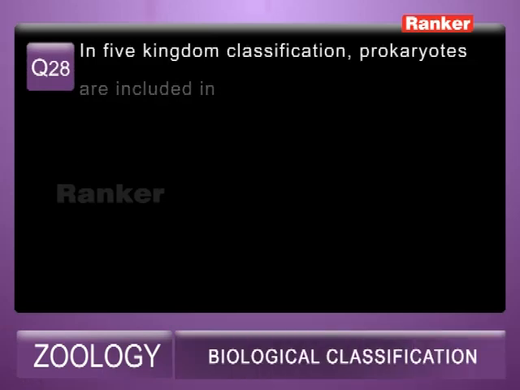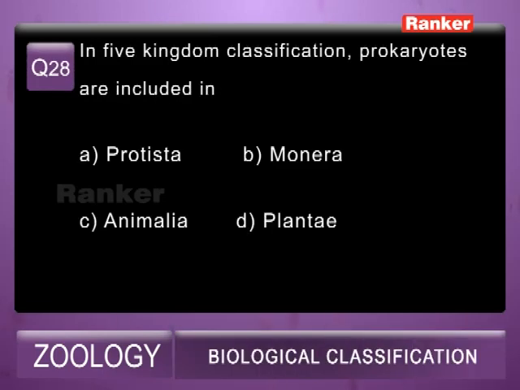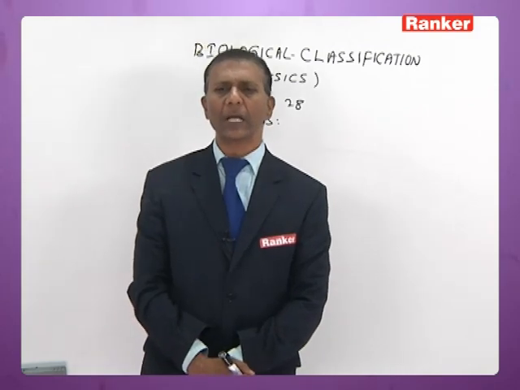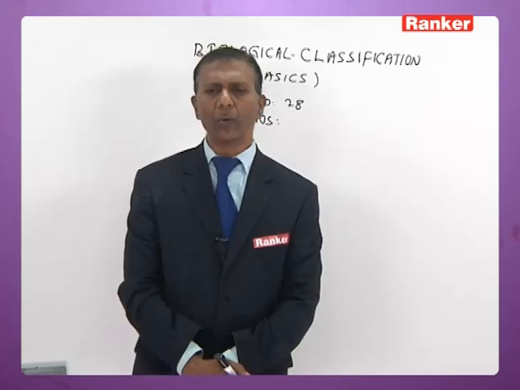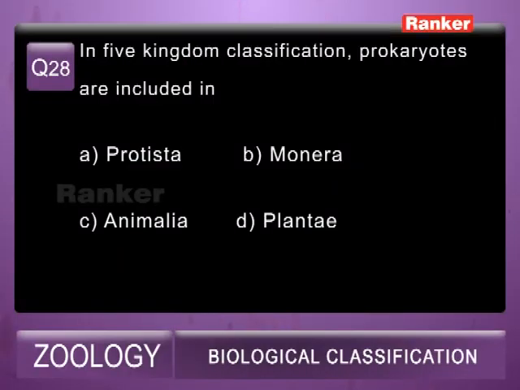The first one is Protista. It is a kingdom of unicellular eukaryotes. Second one is Monera. It is a kingdom of prokaryotes. Next is Animalia, kingdom of multicellular heterotrophs like animals. Next one is Plantae. It is a kingdom of multicellular autotrophic organisms like plants. So among these, the correct option is Monera. All prokaryotes, according to R.H. Whittaker, belong to Monera. So 28th question, correct answer is B, Monera.